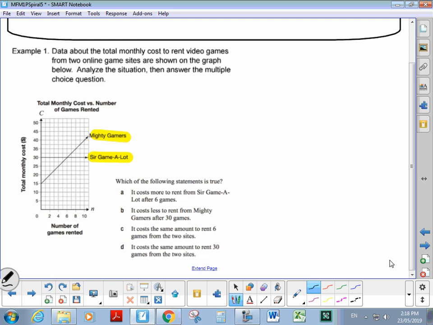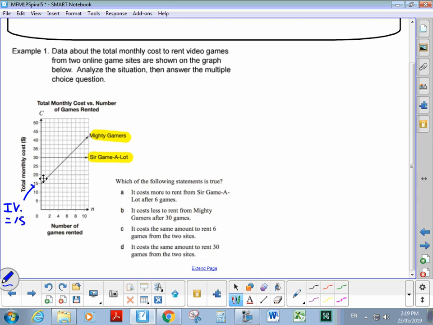So first of all, let's just talk about the graphs themselves. We have two linear relations. So what are the things we know about linear relations? We know we can find an initial value. So for Mighty Gamers, there's the initial value of $15. So initial value equals 15.